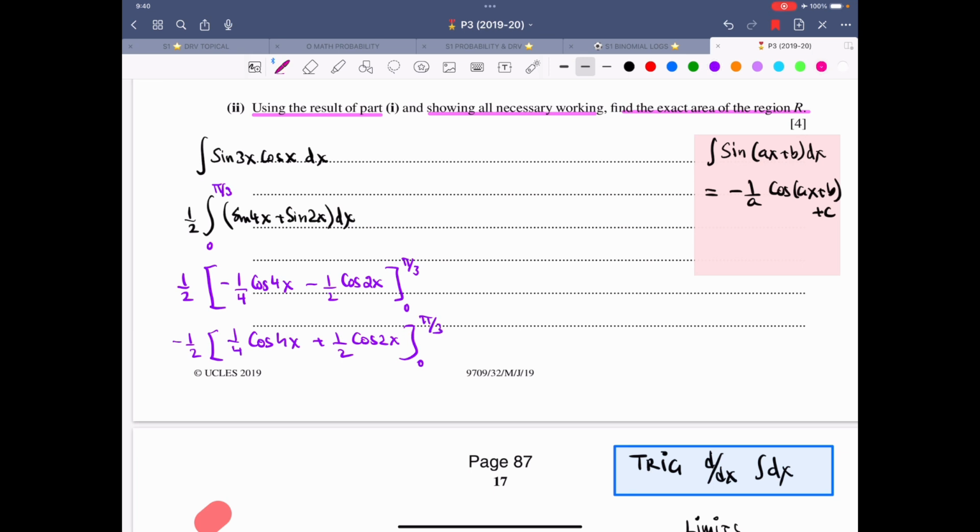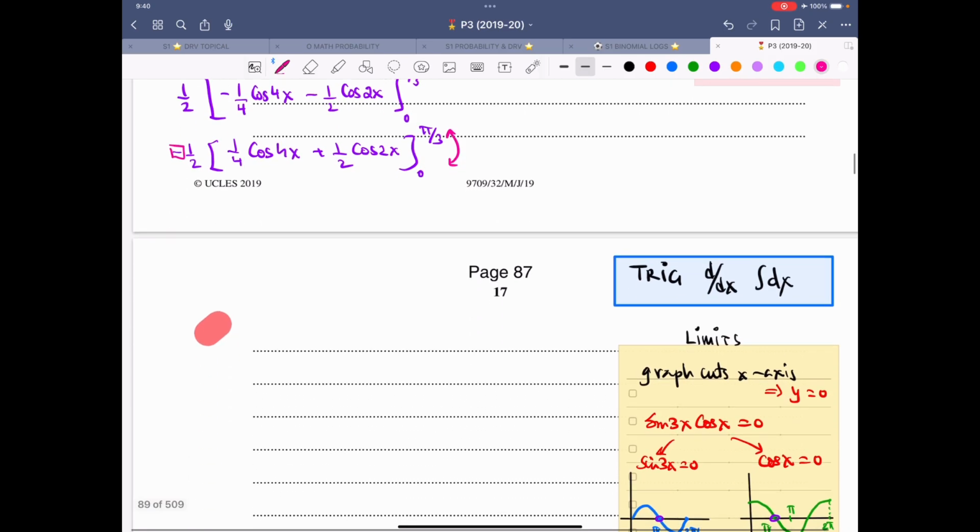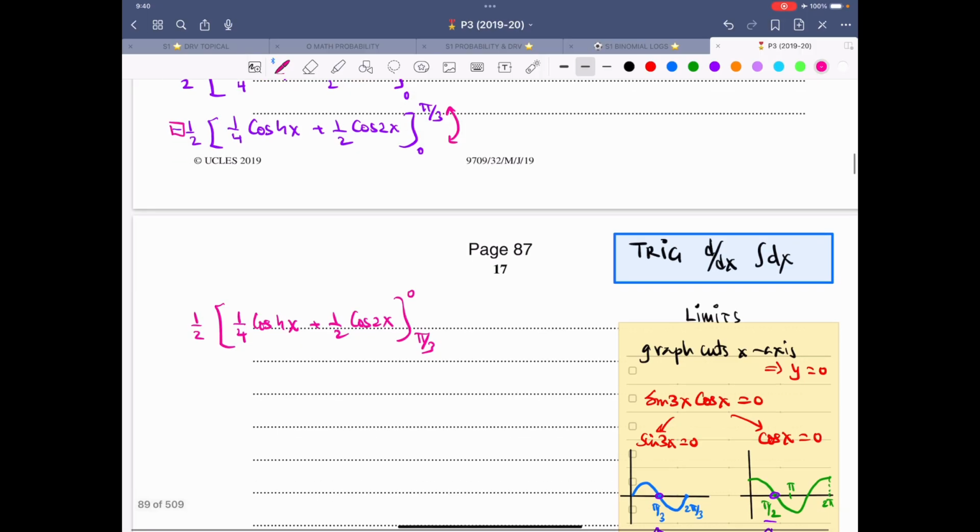Now we know this rule that if I remove this negative sign, the limits will flip. So let me remove it. So I've just removed this, and this equals half, bracket 1/4 cosine 4x plus half cosine 2x, and 0 goes up, pi by 3 goes down. All good, all clear?